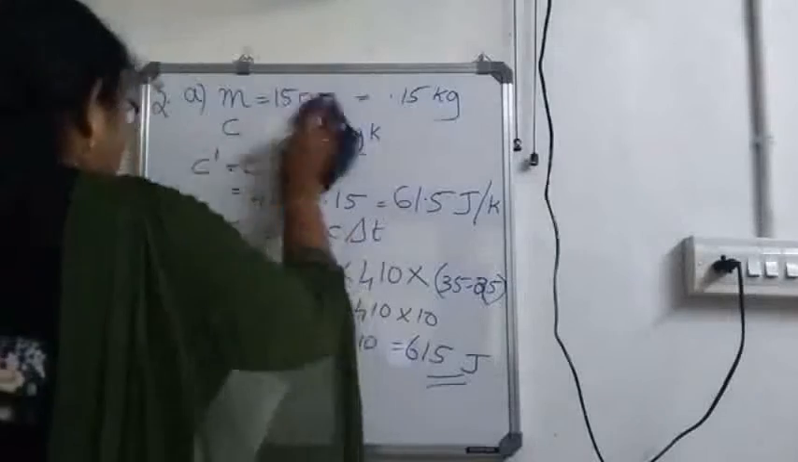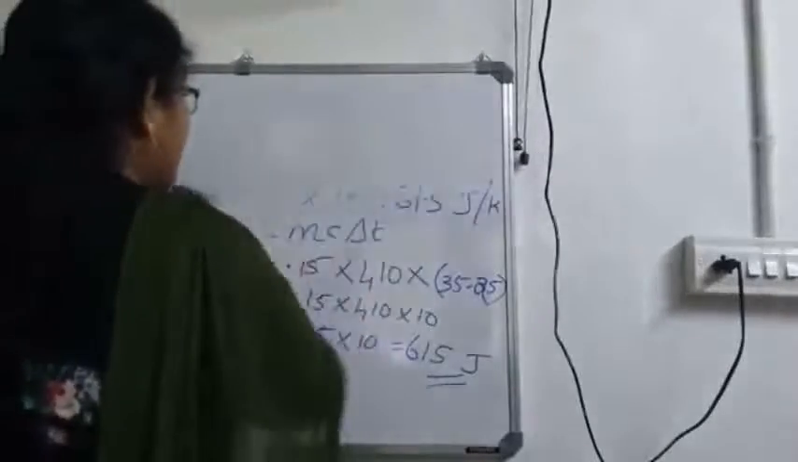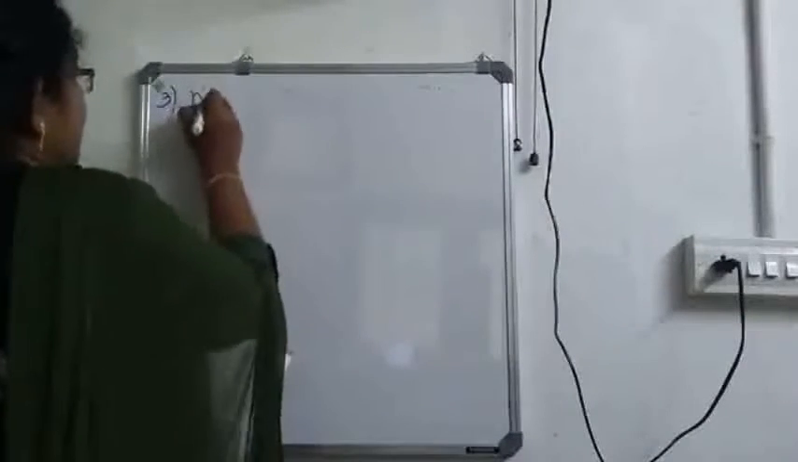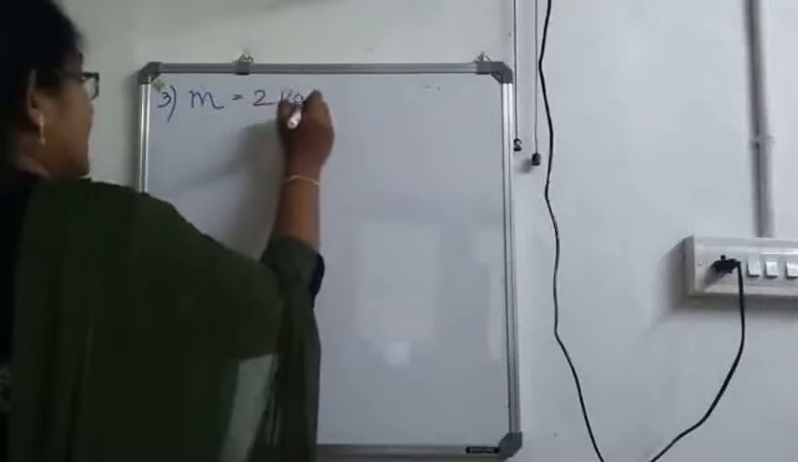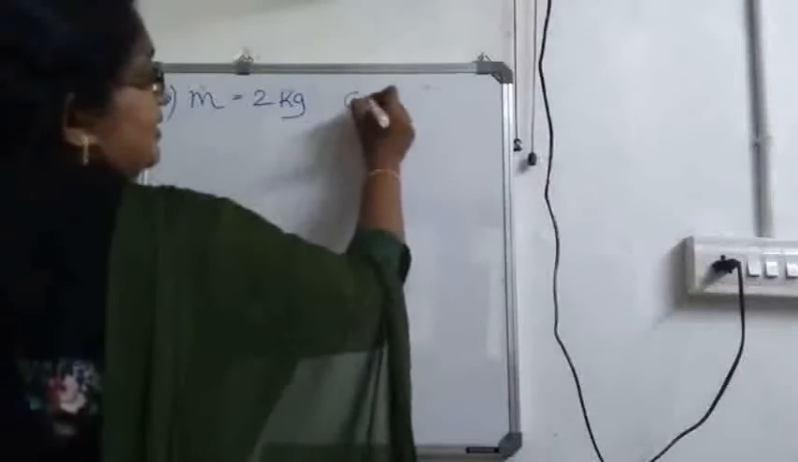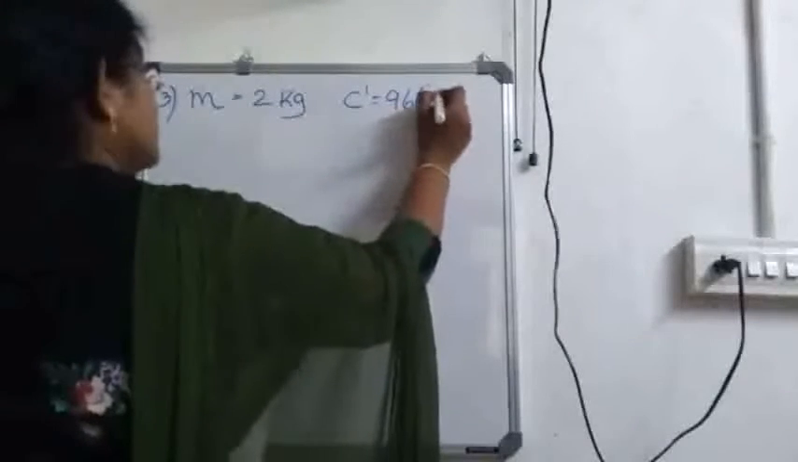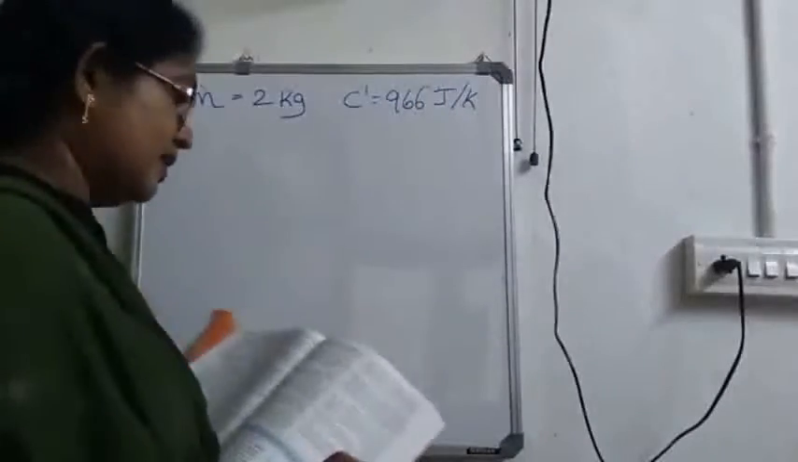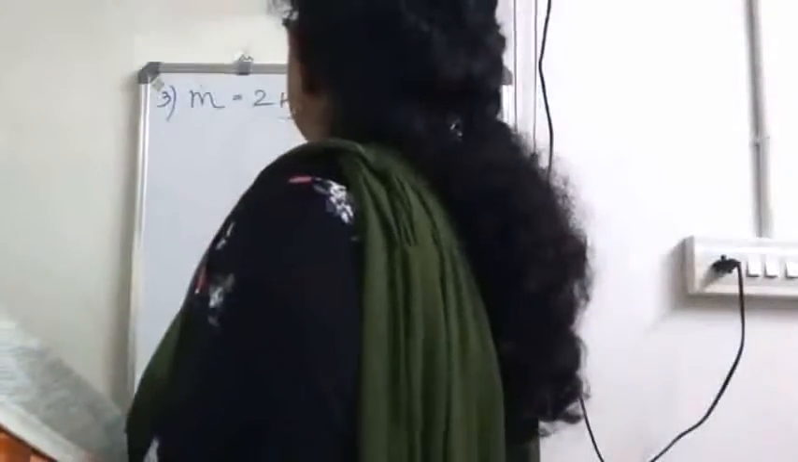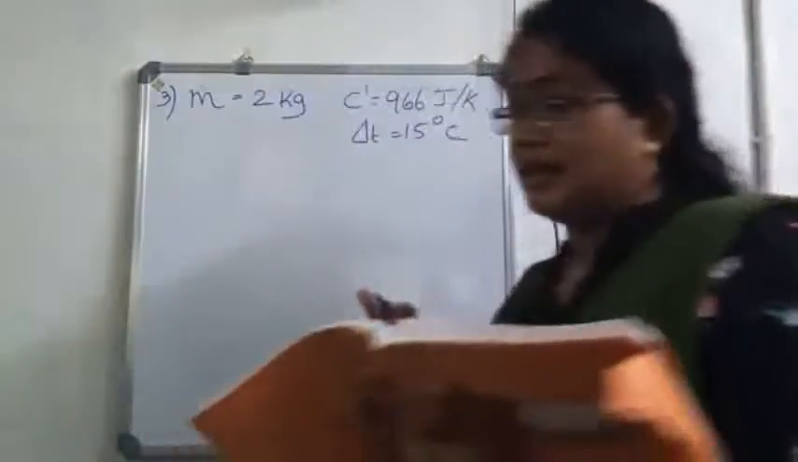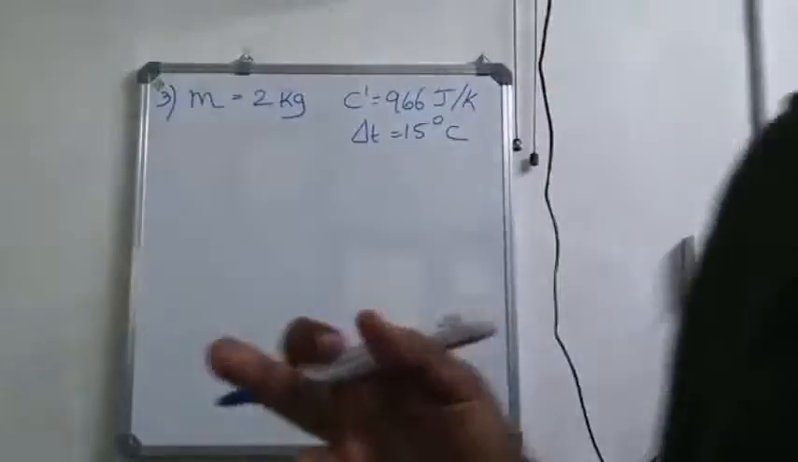A piece of iron of mass 2 kilogram has a heat capacity of 966 joule per Kelvin. So here mass is given as 2 kilogram. Then heat capacity, it is just heat capacity, so C dash is equal to 966 joule per Kelvin. Find the heat energy needed to warm it by 15 degrees Celsius. That means delta T is given as 15 degrees Celsius. We have to calculate the heat energy as well as specific heat capacity.